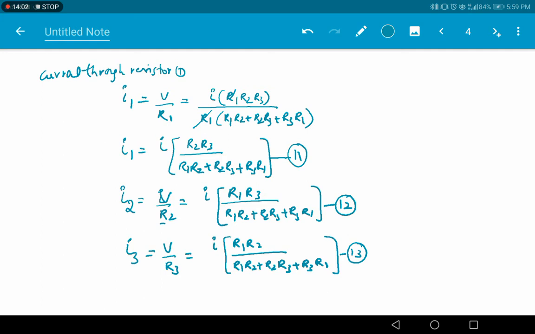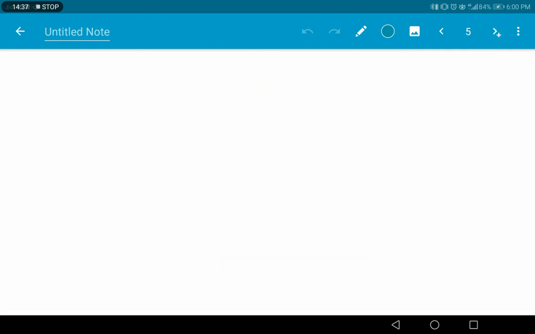Okay, these are the expressions for current in each resistor: resistor 1, resistor 2 and resistor 3. So simply, net current into the product of the remaining two resistors by R1 R2 plus R2 R3 plus R3 R1. Okay? So pause the video, you can copy this. Now we are going to discuss what will happen if two resistors are connected in parallel, that we will discuss.